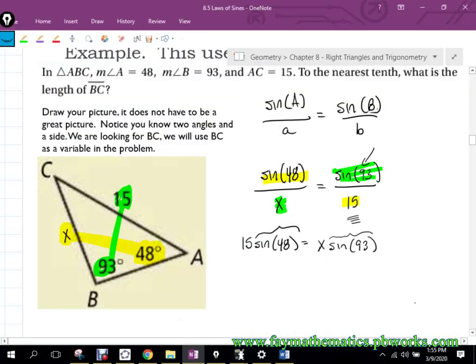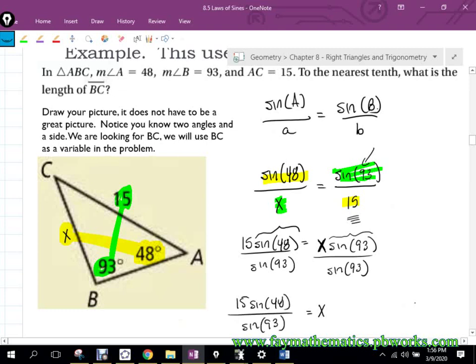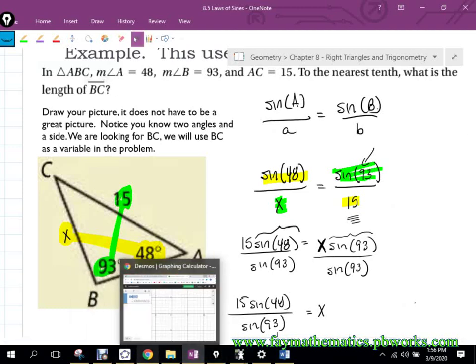Okay. So how do I solve for this variable, x, if sine of 93 is my coefficient? Divide by sine of 93. Good. And we're going to get x equals, so it'll just be then 15 sine of 48 divided by sine of 93. And we're going to grab our calculator and input that.